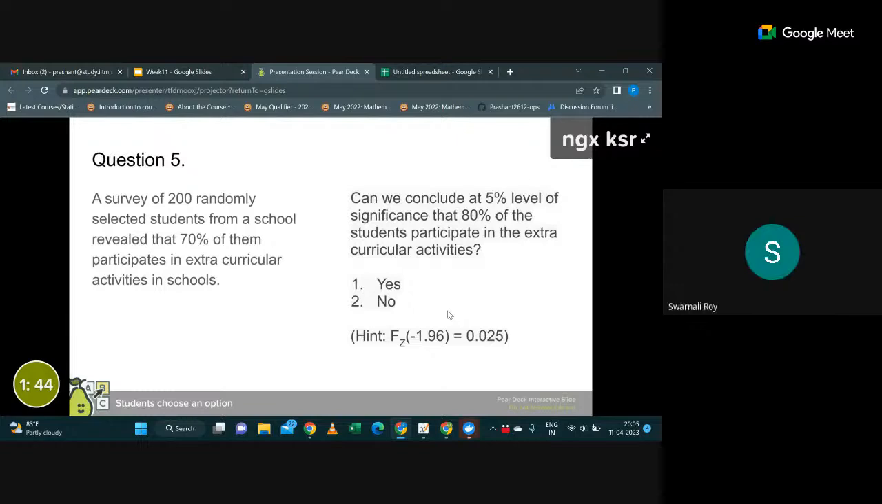Okay, and mod of x bar minus p. So what is your x bar? X bar is this 70%. So you can get 0.7 minus 0.8. That mod of this value you have to compare whether it is greater than c or less than c. Accordingly, you have to take the decision about your hypothesis. Understood, sir.